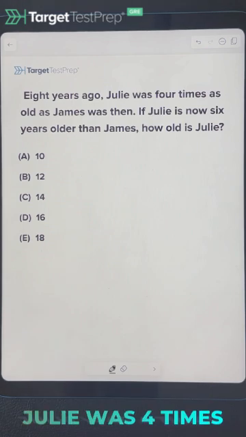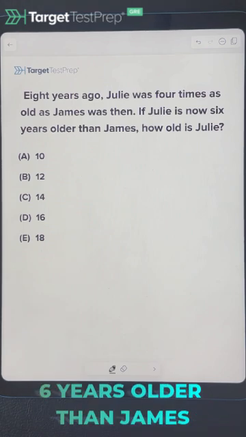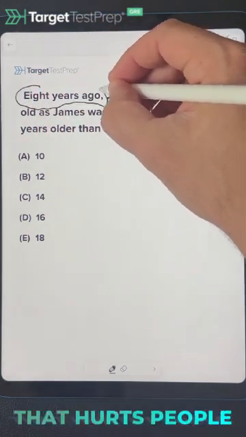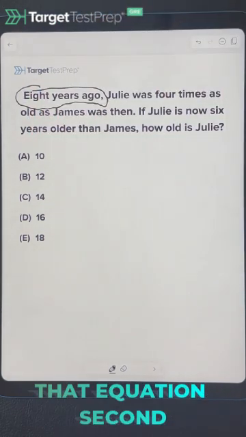8 years ago, Julie was 4 times as old as James was then. If Julie is now 6 years older than James, how old is Julie? This 8 years ago part, this is the thing that hurts people. We're going to get to that equation second.